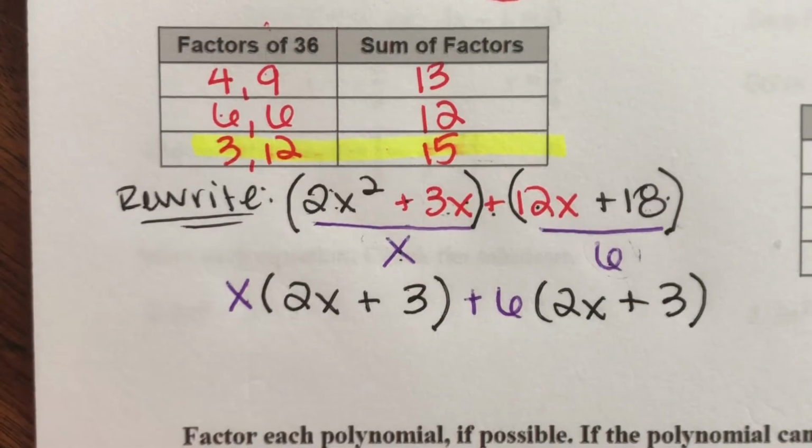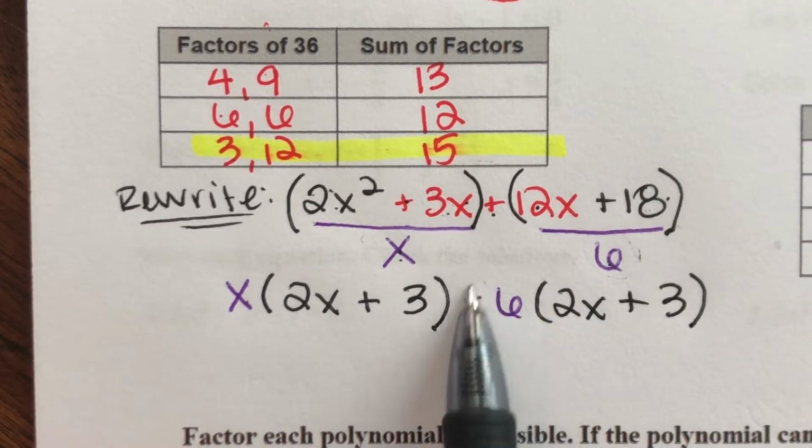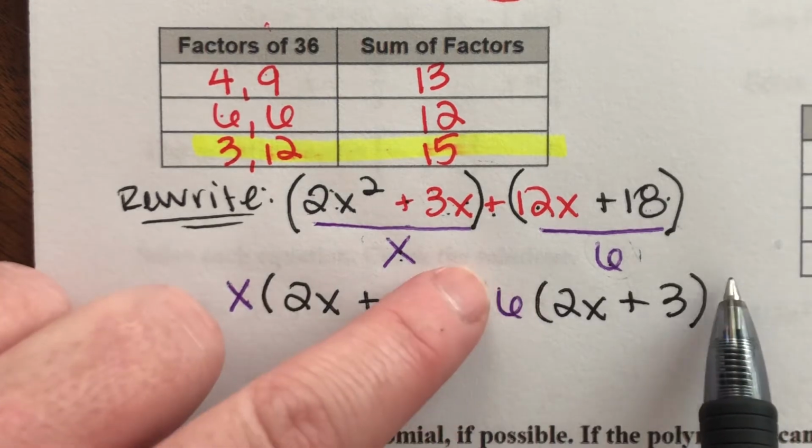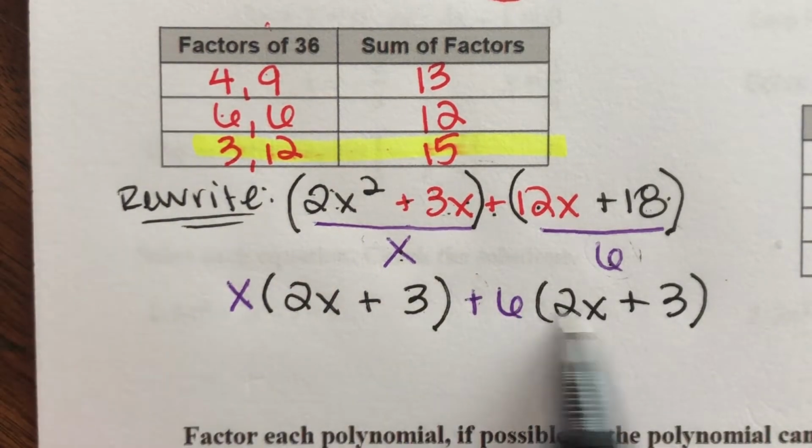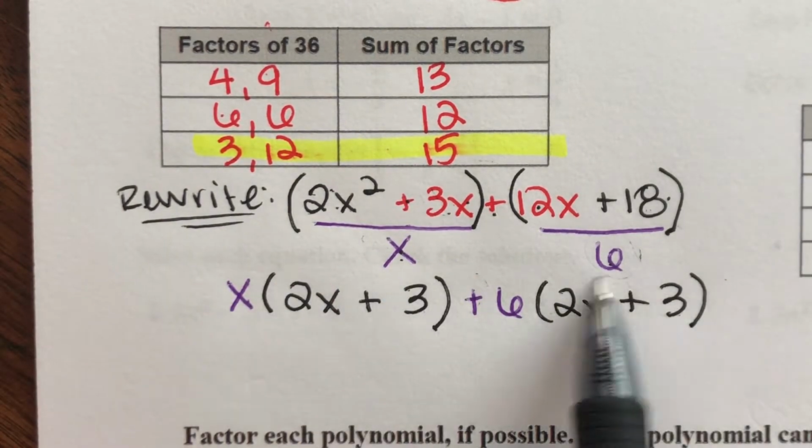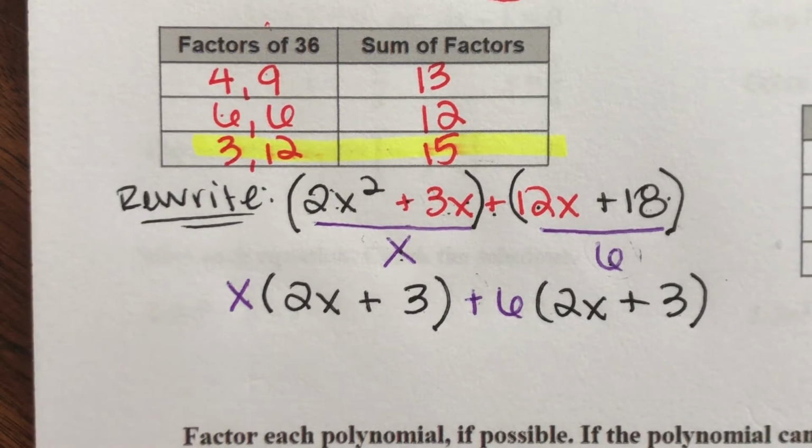Okay, so here's the final step. What do we notice here about both of these terms? Terms are separated by plus signs. So this whole thing is a term. This whole thing is a term. What are both terms containing? This set of parentheses, right? So we're going to write that set of parentheses.